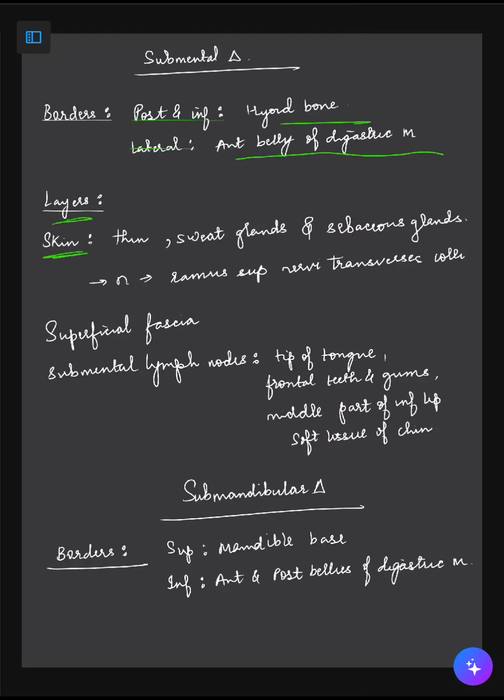Skin, superficial fascia, submental lymph nodes. There are only three: skin, superficial fascia, submental lymph nodes. That's it. The skin is thin, sweat glands and sebaceous glands are present, and a nerve.